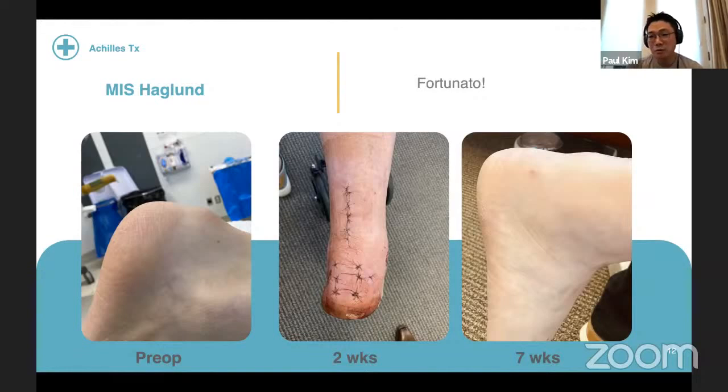And I share his story because I think it's a powerful story of how MIS can make such a drastic impact. I mean, I don't know any patient out there that would take a year and a half recovery versus a 3-month recovery. I think it's a game changer.